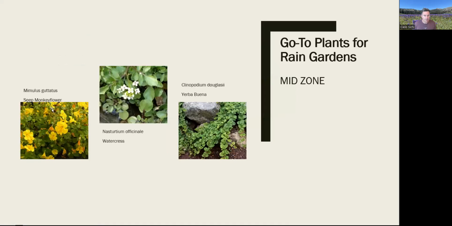For our mid zones, plants like monkey flower and nasturtium, watercress, yerba buena, these are all great plants to go on the shoulders or in that mid zone.